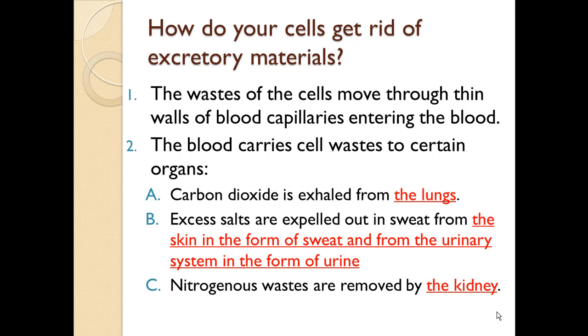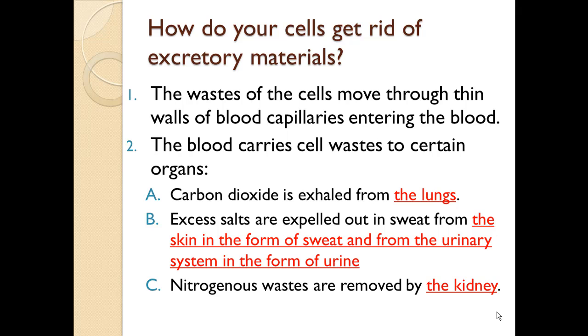To repeat again, the wastes are solid waste and excretory material. And what are excretory materials? They are excess salts, excess water, carbon dioxide and water vapor, urea and uric acid. And here is the last part in our lesson, which is how do your cells get rid of the excretory material?